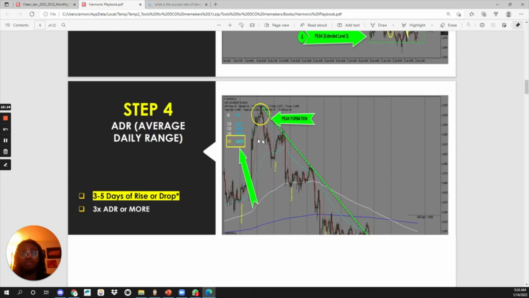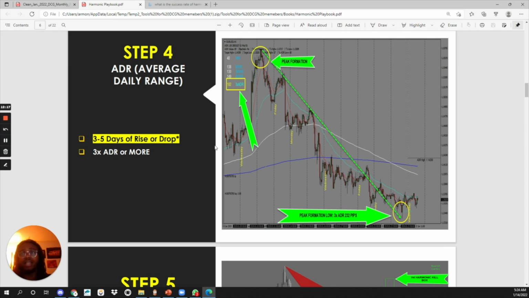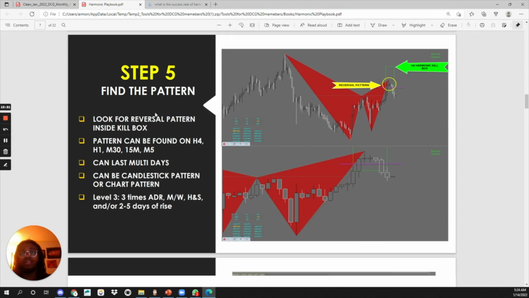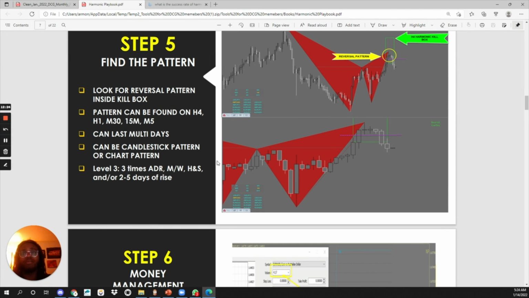And we got a W formation. So ADR, we already identified. That's done. These 2 rules check out. Step 4, done. Find a pattern. Do you have a pattern, a reversal pattern inside of the kill box?